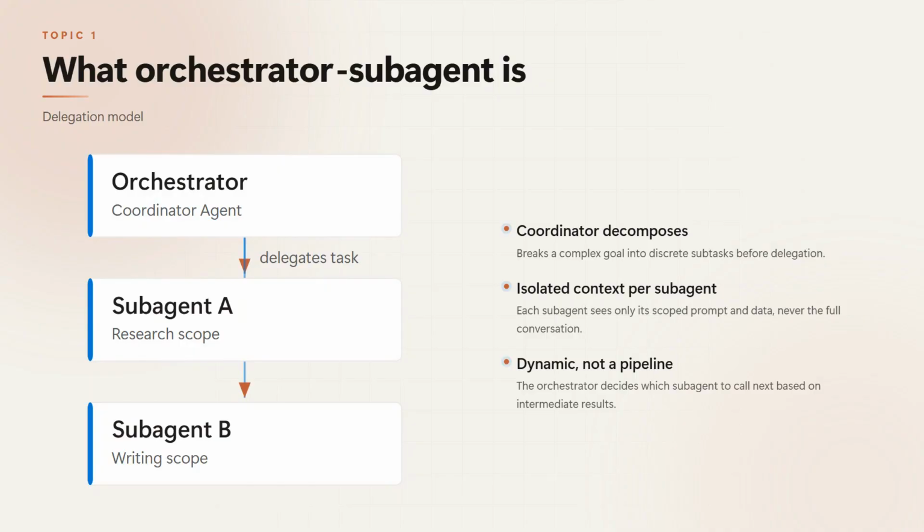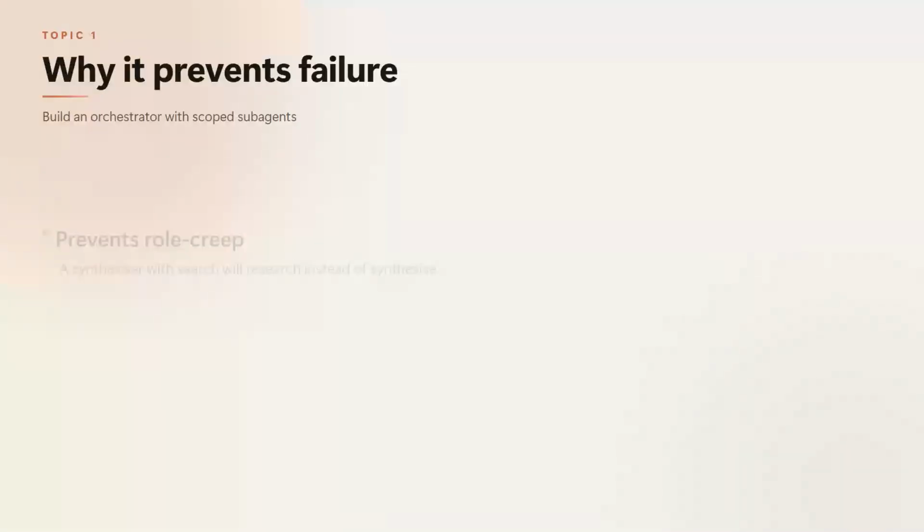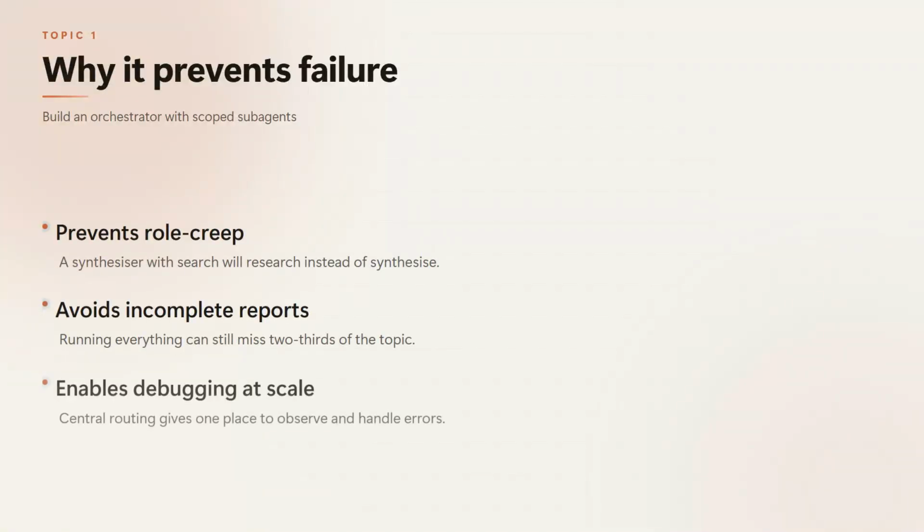The distinction people get wrong is thinking that running everything is safer, when in fact it dilutes focus and produces incomplete results. Without this pattern, you get role creep. A synthesizer with web search will do its own research, bypassing the language understanding you are paying for. You also get reports that look complete but miss most of the topic. The guide sample item shows every subagent succeeding and the report still covering only a third of the subject. In production, that means rework, missed deadlines, and a system you cannot debug because there is no single place to observe what happened. The coordinator routing everything is what prevents that.